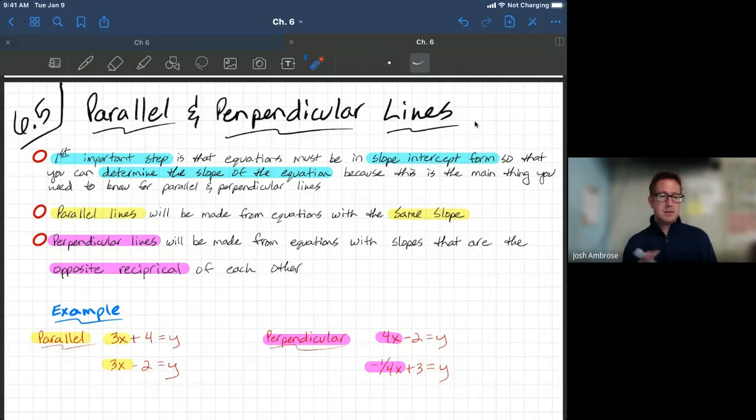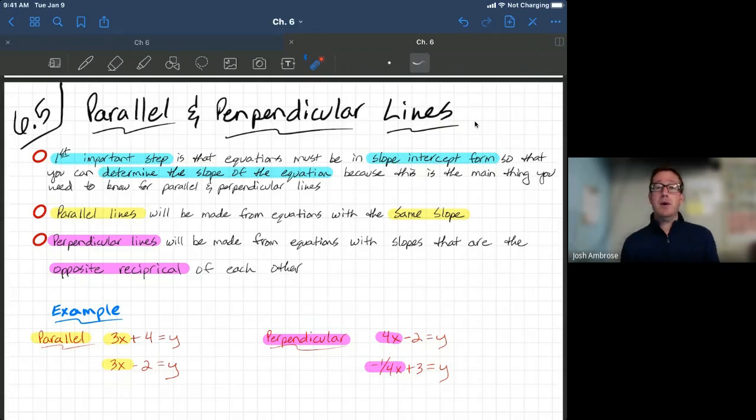Let's look a little bit further down the page at some real basic examples of what I'm talking about here. If lines are parallel, then you're going to notice that the slopes are the same. So for the equations y = 3x + 4 and y = 3x - 2, it's clear. There's the 3x, there's the 3x, parallel situation.